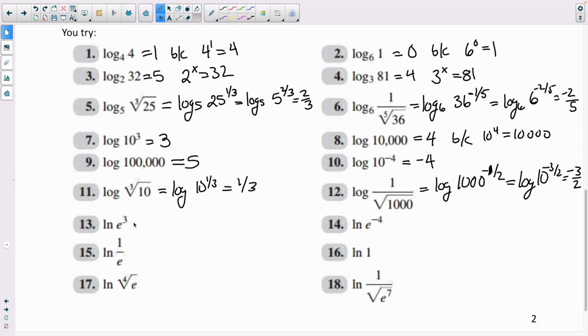Natural log of e cubed is 3. e to what power gives you e to the 3rd? And that's just 3. Natural log of e to the negative 4 is just negative 4. Natural log of 1 over e, I'm going to rewrite that as natural log of e to the negative 1. And so e to what power gives you e to the negative 1? Negative 1. This means e to what power gives you 1, and we know anything to the 0 power gives you 1.